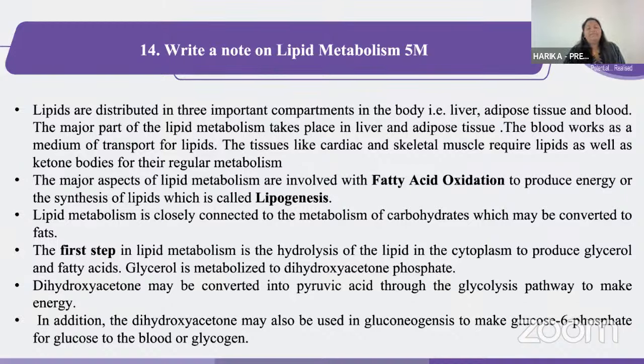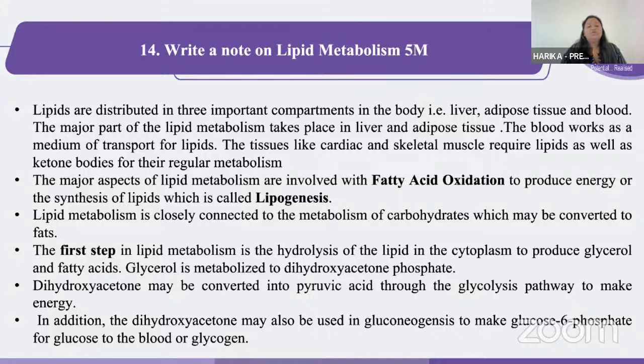Write a note on lipid metabolism. Lipids are distributed into 3 important compartments in the body: liver, adipose tissue, and blood. The major part of lipid metabolism takes place in the liver and adipose tissue. The blood works as a medium for transportation of these lipids.